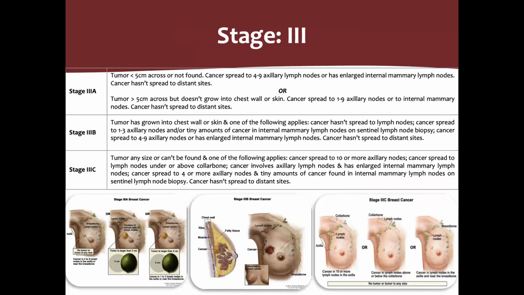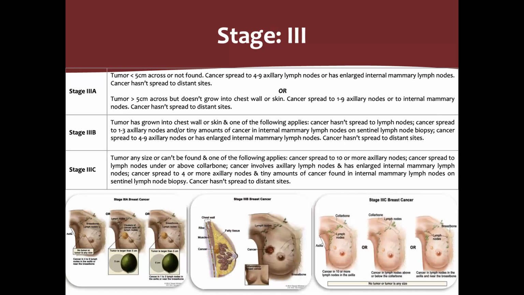In stage 3A, the tumor is not more than 5 centimeters across or is not found. The cancer has spread to 4 to 9 axillary lymph nodes or has enlarged the internal mammary lymph nodes, and the cancer has not spread to distant sites. Stage 3A may also be classified as the tumor being larger than 5 centimeters across, but has not grown into the chest wall or skin. The cancer has spread to 1 to 9 axillary nodes or to internal mammary nodes. And again, the cancer has not spread to distant sites.